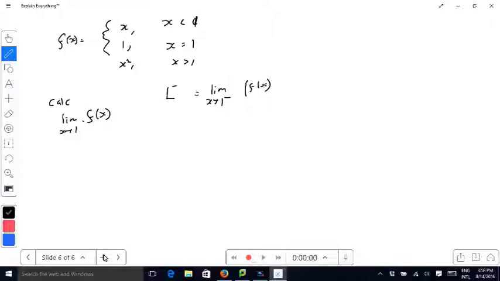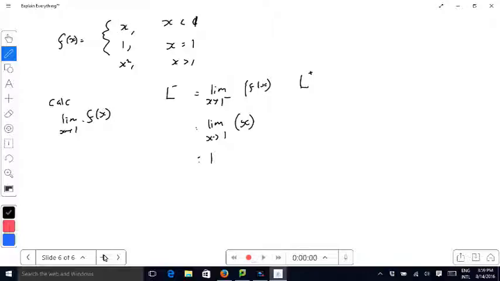If I do that from the left, I'm looking at the leftmost points, my negative numbers, and that's f of x equals x. So I get the limit as x approaches 1, the function is x, and if I do that, I get the point 1. So subbing in 1 for x, I get 1.